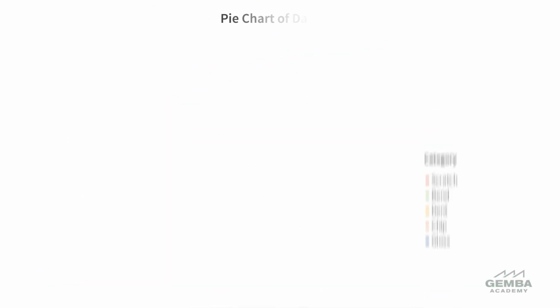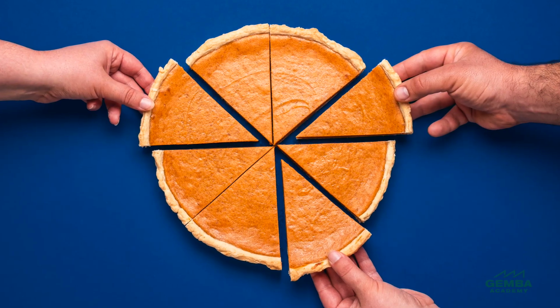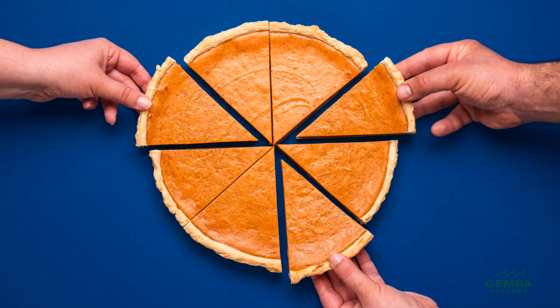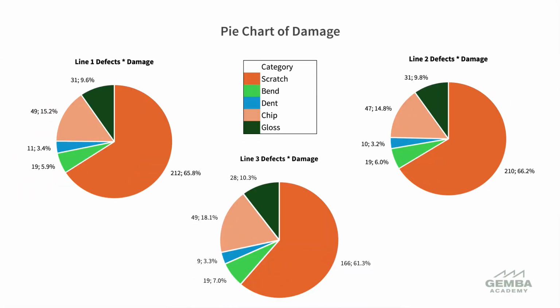The next graph is a pie chart. We use the pie charts when we want to compare the relationship of parts to a whole. The circular shape and the individual sections look like slices of a pie. In this example, the team is interested in understanding the defect types across 3 different production lines. As we can see, scratches are indeed the largest issue across all 3 production lines.